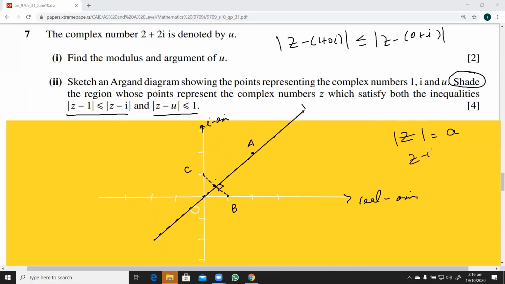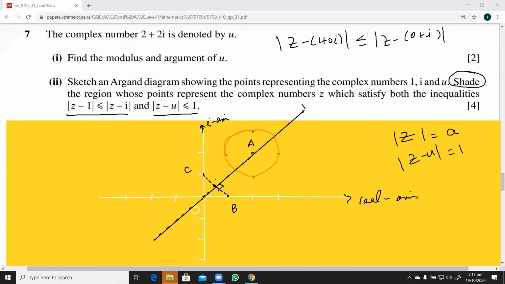And when it says modulus of Z minus U equal to 1, now the center of the circle is U, which is this point over here, okay? And the radius is 1. So this should pass from this point, from this point, from this point, and from this point, okay? Because the radius is 1. So let's draw the circle here. I'm really bad at drawing circles on this. Oh, it turned out to be a good circle.